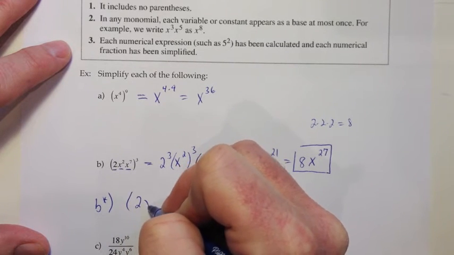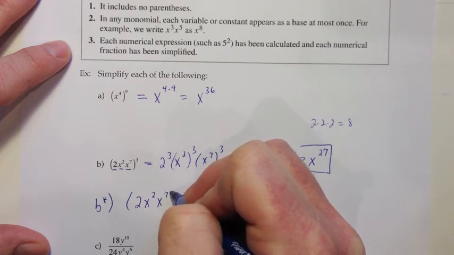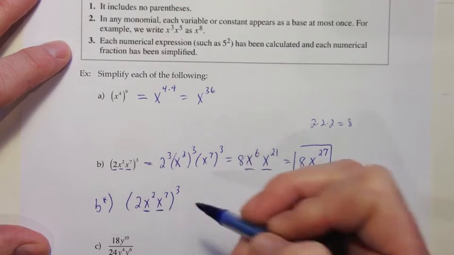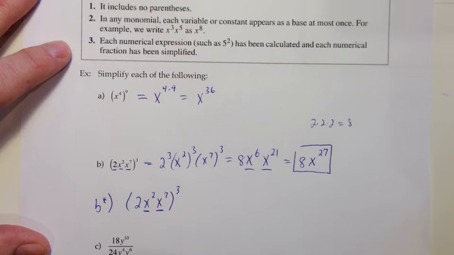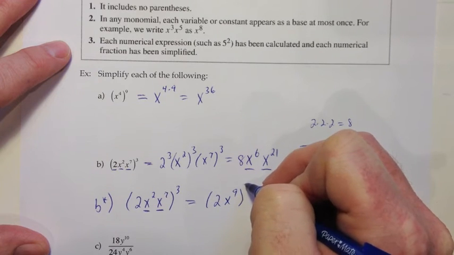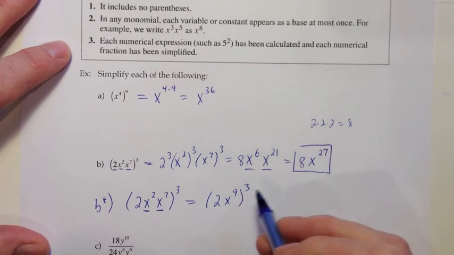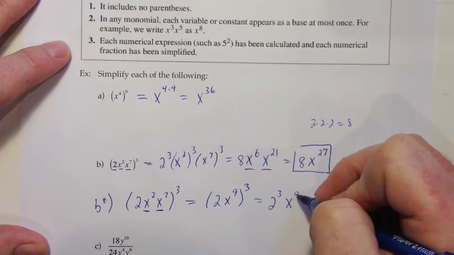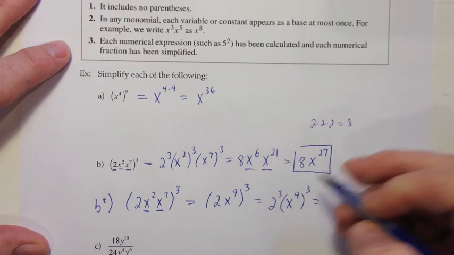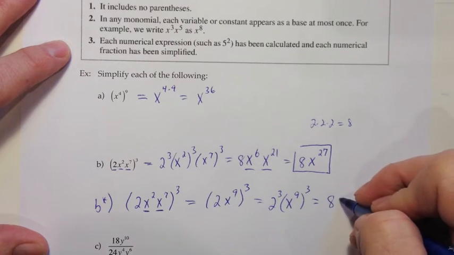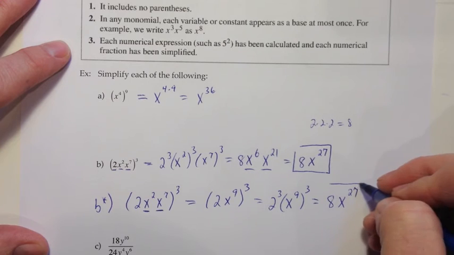So let me copy it again, 2x squared, x to the seventh, all raised to the third power. Instead of distributing right away, another option would be to work inside of parentheses first. Realize that we have these two with the same base and go ahead and combine them by adding their exponents. So that would be 2x to the ninth power. And we haven't done anything with the 3, so it would still be out there. And then we would raise each factor to that power, so we'd have 2 to the third, and x to the ninth to the third, and 2 to the third is 8, and x to the ninth to the third, we would multiply the one exponent with the other and get x to the 27th. Same answer as we got before.